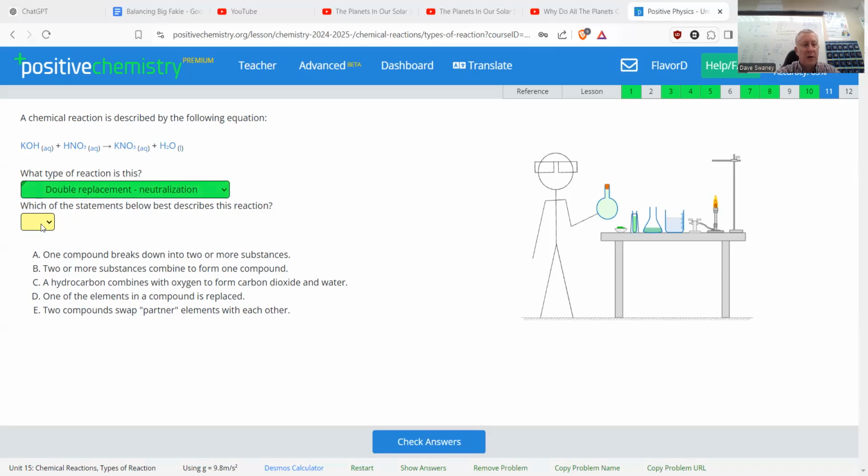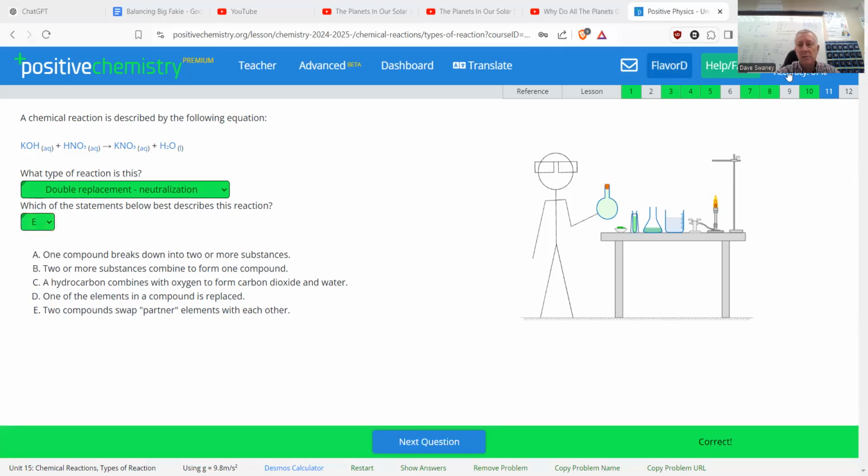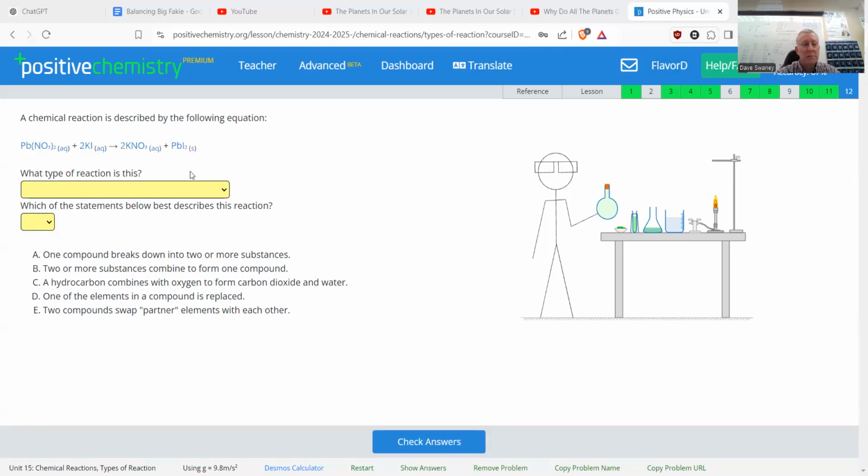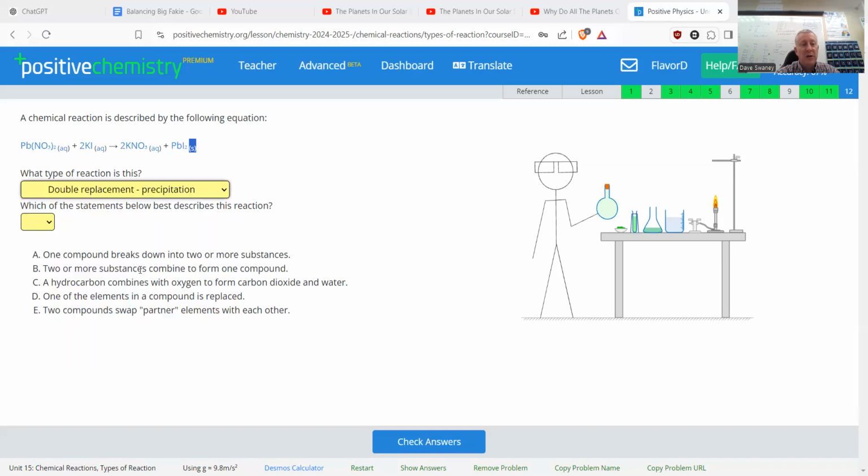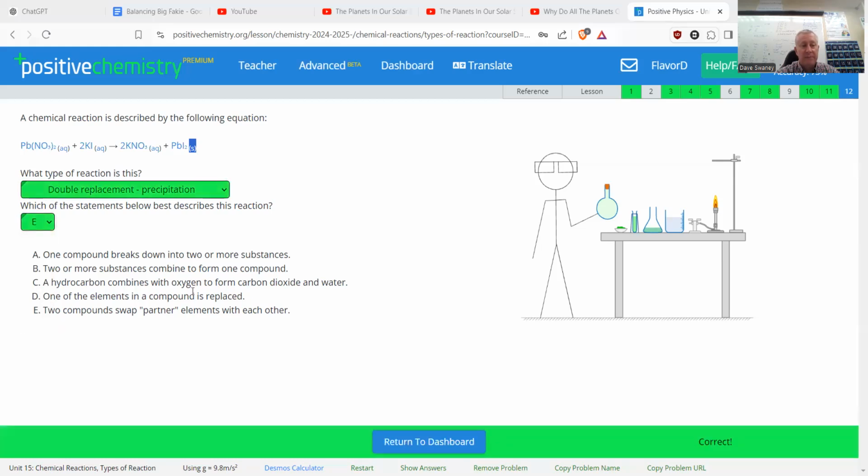And we swapped partners, E. Here the lead took the place of the K, or the K took the place of the lead. So we have KNO3 and PbI2. And that will be a double replacement, but notice that solid, that means that we made what we call a precipitate. A new thing will fall out. And as I recall, that is a bright yellow, kind of weirdly enough, and that is E, as we said before, right?